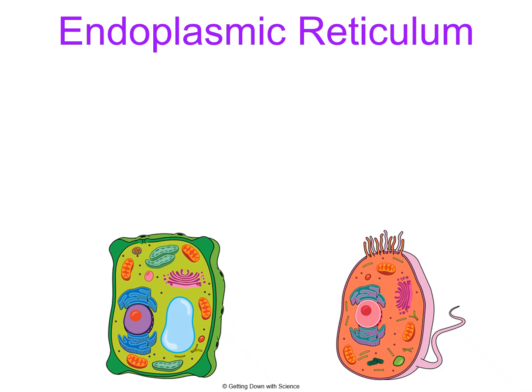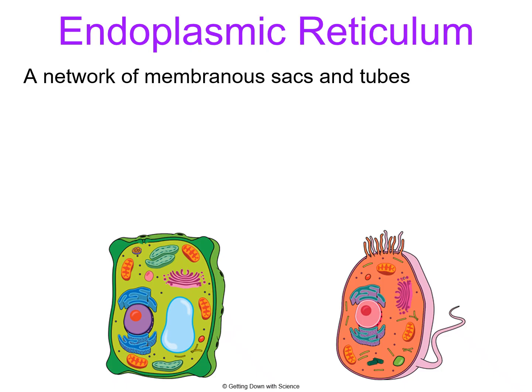So the endoplasmic reticulum is a network of membranous sacs and tubes. So remember this description as for the structure. It's membranous, and it is sac-like, and it is also tubular, so it's made up of sacs and tubes.